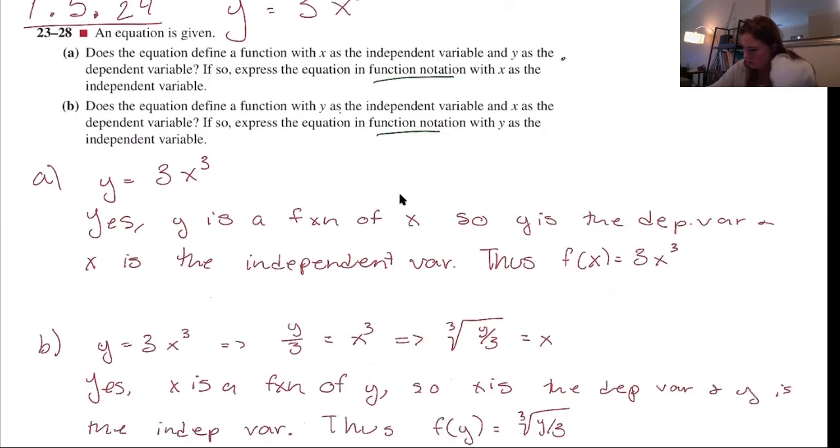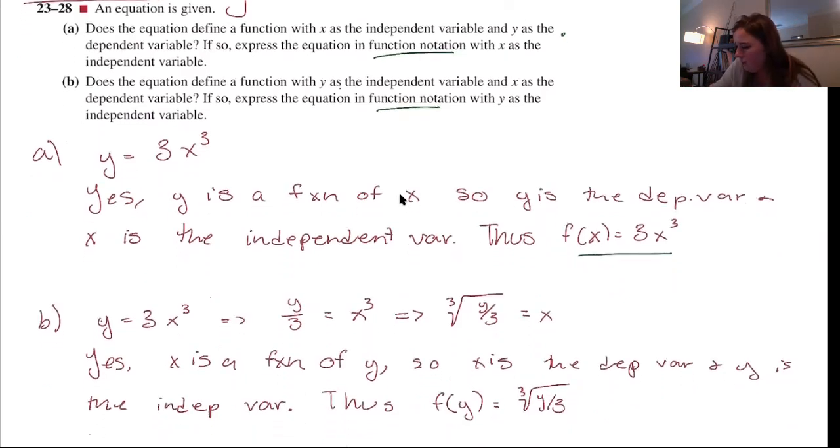Function notation is instead of having whatever my output is, I have something like this, f of x, or it's like f of my input. So since x is the independent variable, I would have f of x. And in the second case, where y is my independent variable, I would have f of y. So that was the point of asking you if it's a function with this variable as the independent variable. You didn't have to use f, you could use g or whatever letter. But this is the function notation.